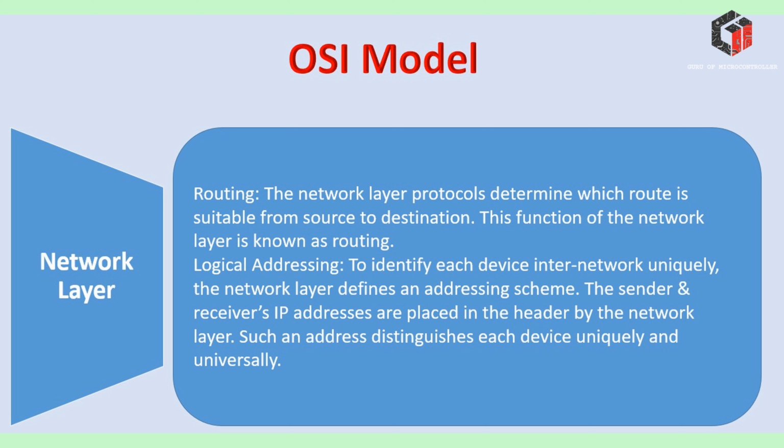Functions of the network layer. Routing. The network layer protocols determine which route is suitable from source to destination. This function of the network layer is known as routing. Logical addressing. To identify each device inter-network uniquely, the network layer defines an addressing scheme. The sender and receiver's IP addresses are placed in the header by the network layer. Such an address distinguishes each device uniquely and universally.